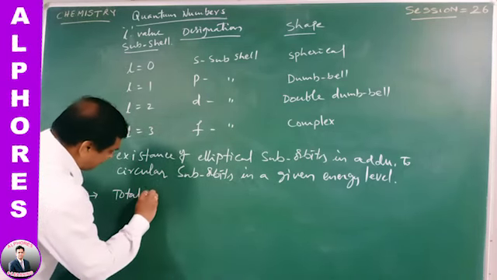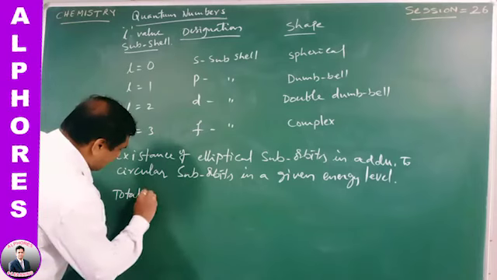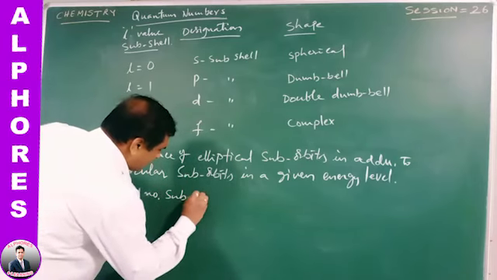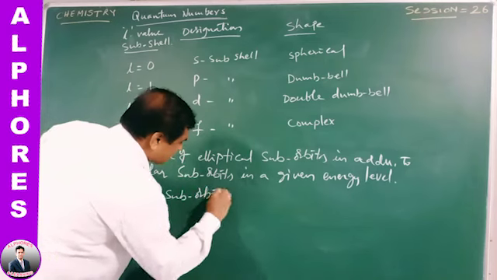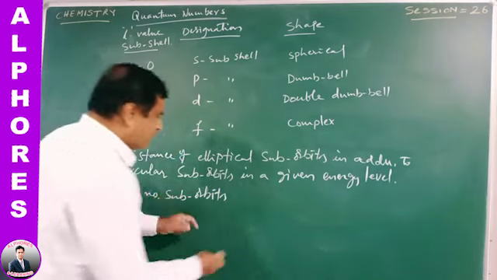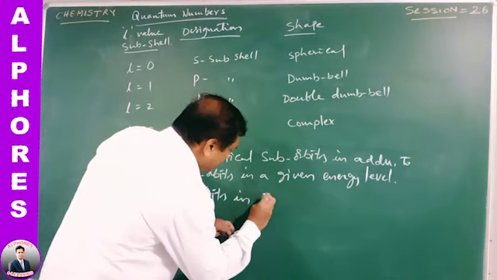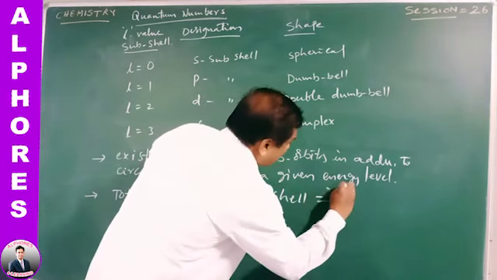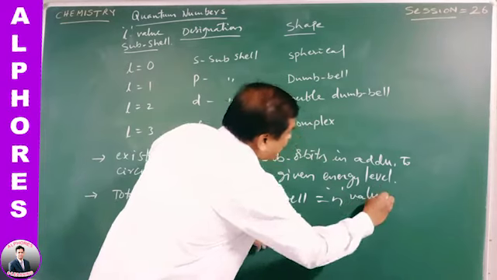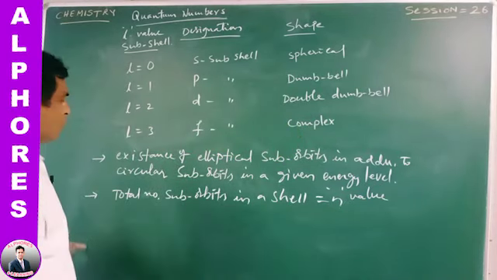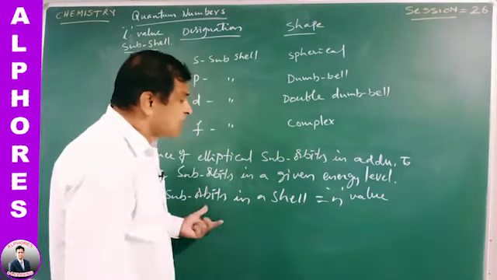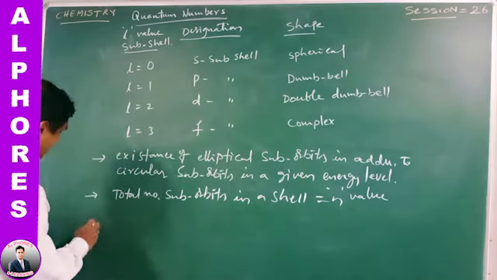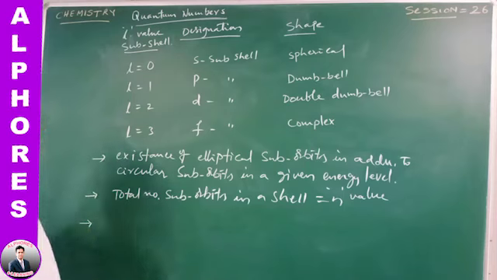Next point, total number of suborbits, that means subshells, total number of suborbits in a shell is equal to n value. Total number of suborbits, means subshells, in a given energy level is equal to n value. That is one point. We can also add another point.